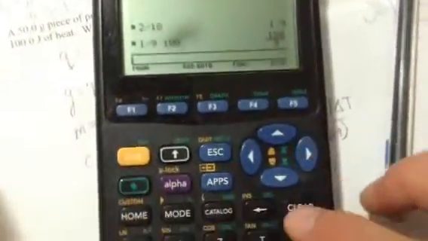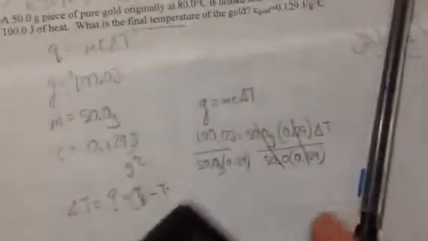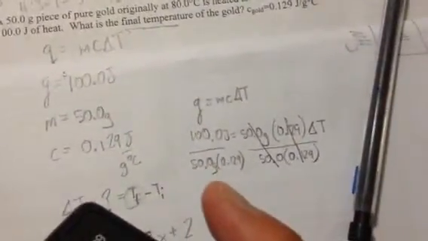So I got a fancier calculator than last time. I know it's kind of weird what you just saw. So I got a fancier calculator this time, okay? I can't clear everything. Okay, so here's what I'm going to do. It says 100 divided by 50 and 0.129.